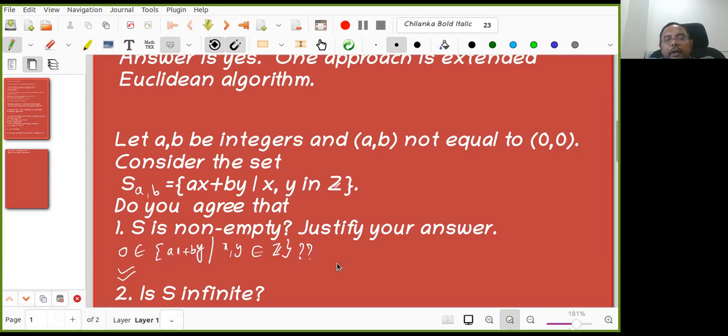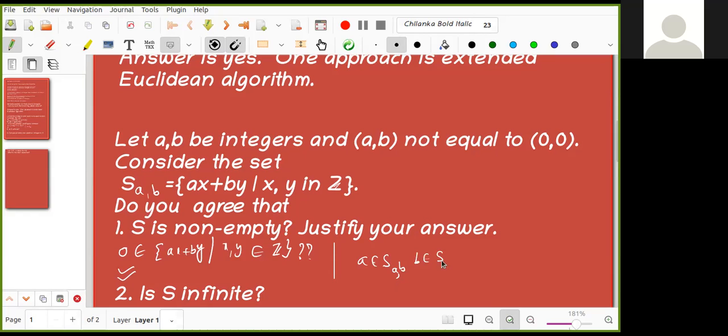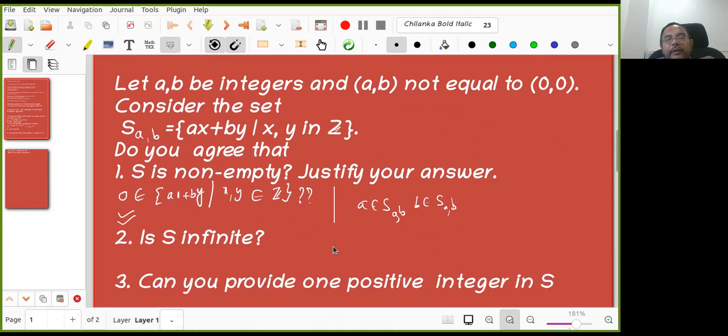Non-empty is done. Now can you give me one more element here? Akshat? A. So A belongs to S_AB. How do you justify? Sir, when we take y equal to 0 and x equal to 1. Okay, one more element? B. One more? A plus B. Yeah, right. Great. So now the next question is: is S infinite?